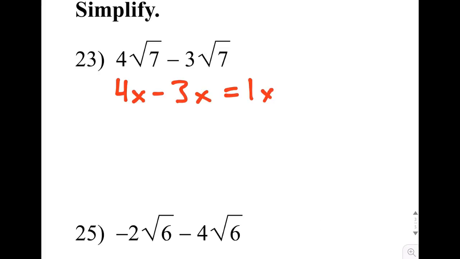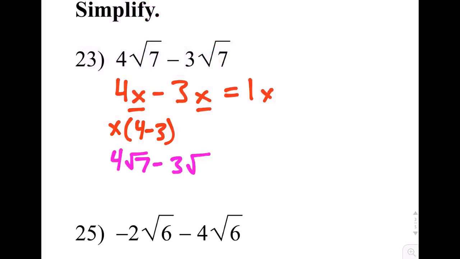And mathematically, if you're wondering why that actually works, it's because they have an x in common that you could pull out front and then factor that out, leaving you with 4 minus 3. And well, 4 minus 3 is just 1, and 1 times x would be 1x, or just x. We're going to take the same approach here with the radical. So 4 root 7 minus 3 root 7 is equal to 1 root 7.